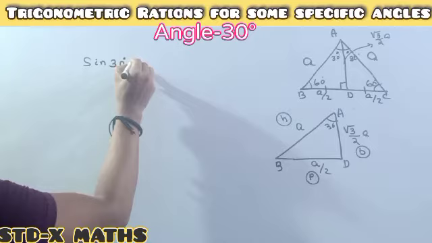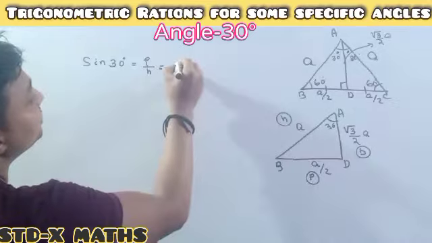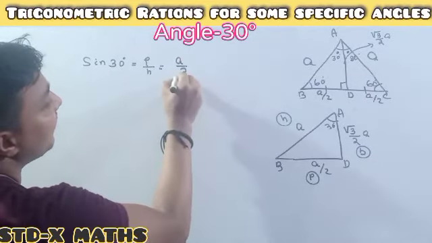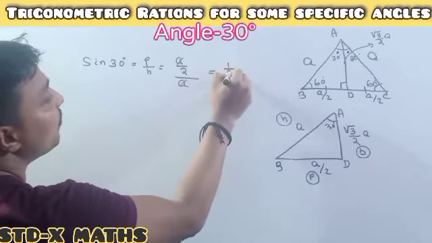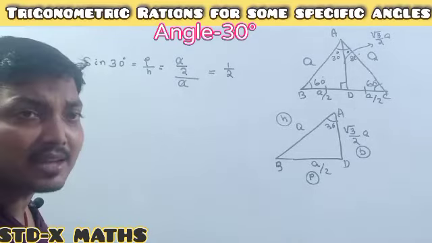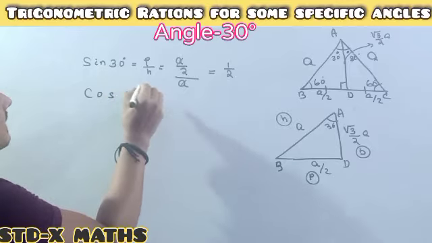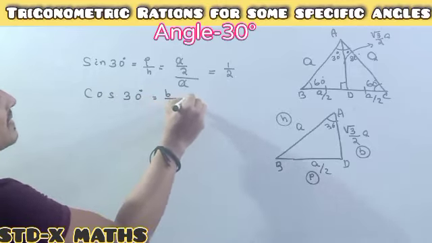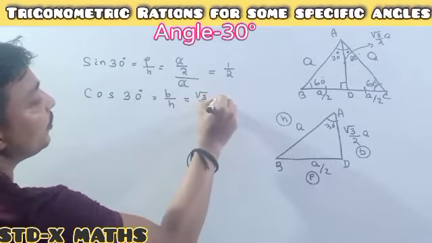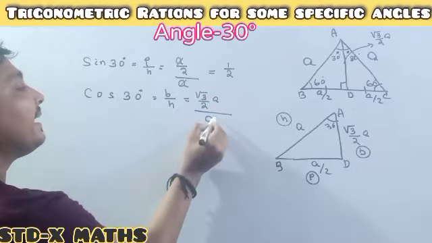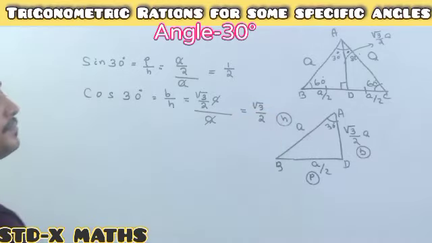See, first one is sin 30 degree. Sin 30 degree is P by H. Here P is A by 2 and H is A. A will be cancelled, and finally you will get 1 by 2. It means sin 30 degree is 1 by 2. Then next one is cos 30 degree. It is B by H. B means root 3 by 2A, divided by A, and A will be cancelled, and finally you will get root 3 divided by 2.